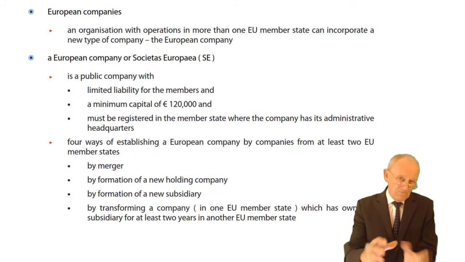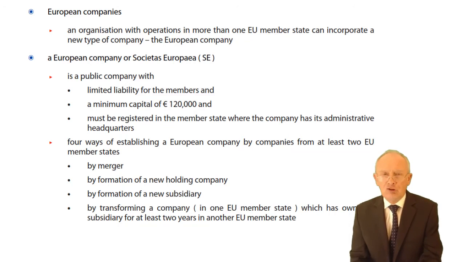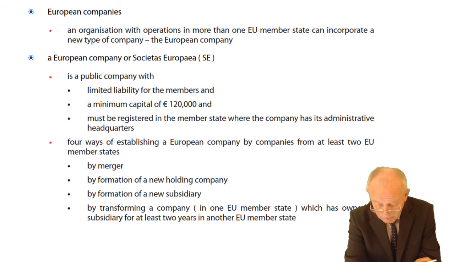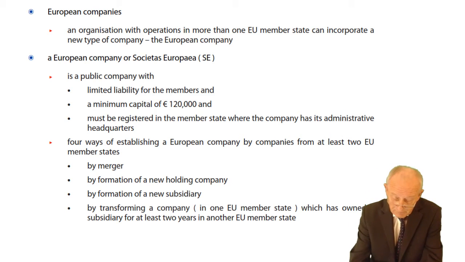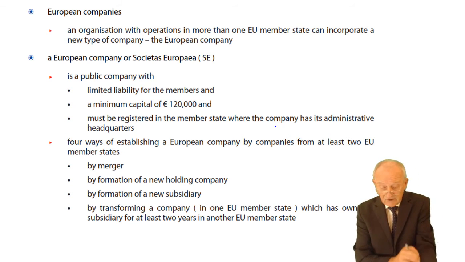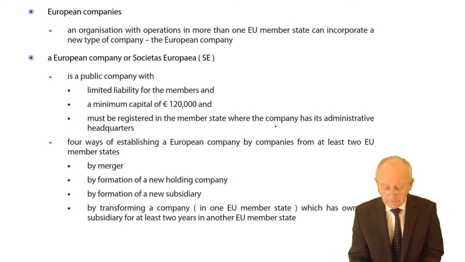European companies, maybe, because Europe is substantially bigger than France or Germany or Liechtenstein. So we'll have a very quick look. But again, it's only a podcast. Societas Européennes, an SE. A public company, limited liability, minimum capital of 120,000 euros, so substantially greater than the UK public companies. Must be registered in the member state where the company has its administrative headquarters. Well, that's not a problem. That surely cannot be difficult.